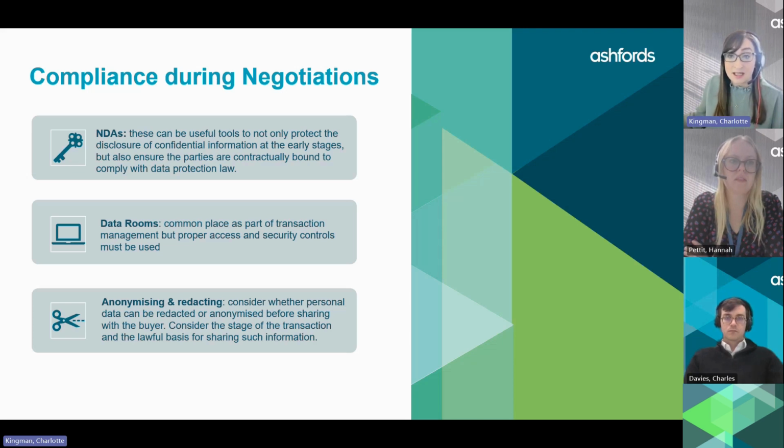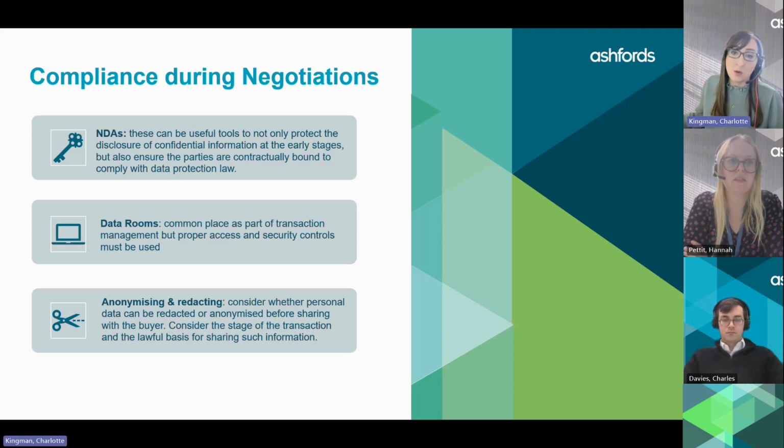Using NDAs is key for best practice, and it's in line with the ICO's data sharing code, but it also sets the expectations of the parties of how data will be used and managed during that transaction. And it also gives the parties contractual recourse in the event that there was something like a data breach.